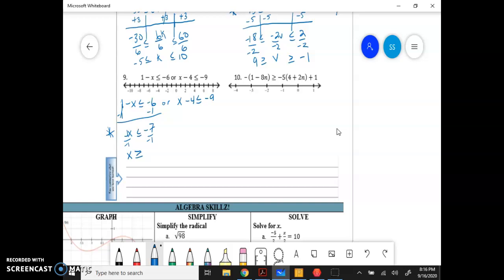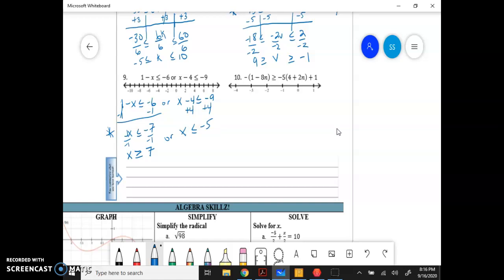All right, so I'm going to get x is greater than or equal to -7 divided by -1, which is going to be +7. And now we can do the other one. So looks like this one is a really easy one. All we have to do is add 4 on both sides. All right, so I'm left with x is less than or equal to -5.